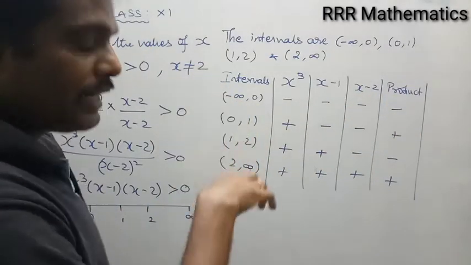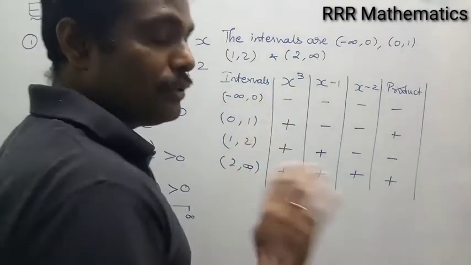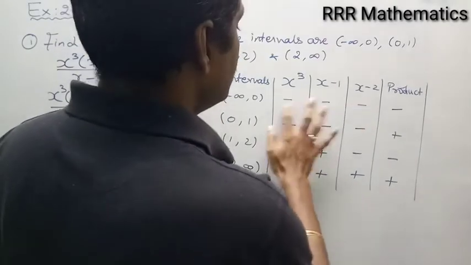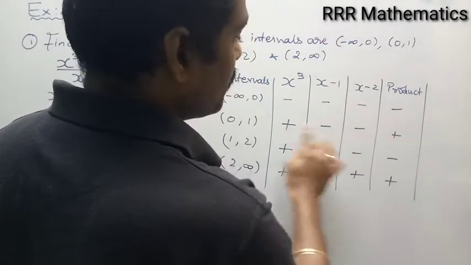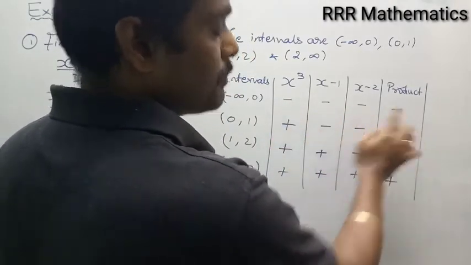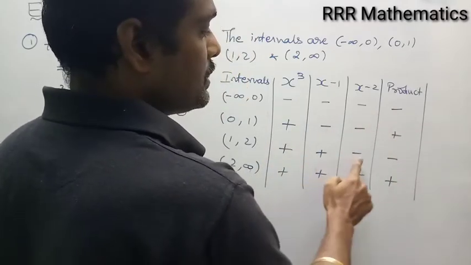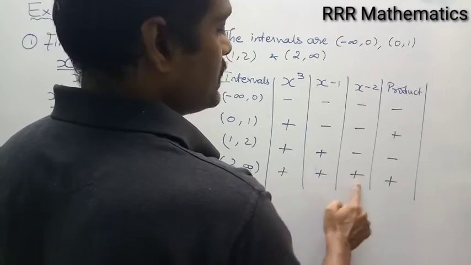So choose a random value from the interval. Substitute here. No need to calculate the value. You need only the sign, whether it is positive or negative. So declare all the signs. The last column is the product. Multiply. Minus into minus into minus, minus. Plus into minus into minus, plus. Plus into minus, minus. Plus into plus, plus.